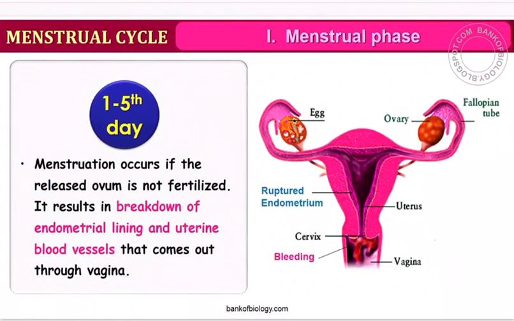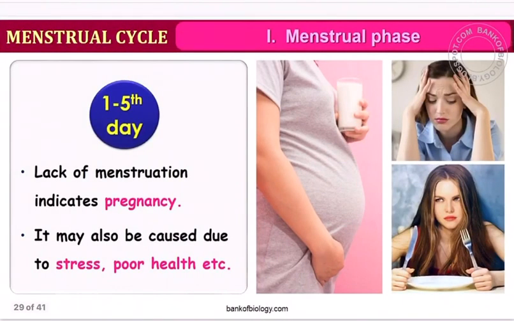And menstruation occurs if the released ovum is not fertilized. If the ovum is waiting here in the fallopian tube, remember the isthmus junction we said, and the sperm comes at that time and fuses with the waiting ovum, fertilization takes place. Then menstruation will not be there. But if fertilization doesn't take place, then menstruation continues. It results in breakdown of the endometrial lining and uterine blood vessels that comes out through the vagina.